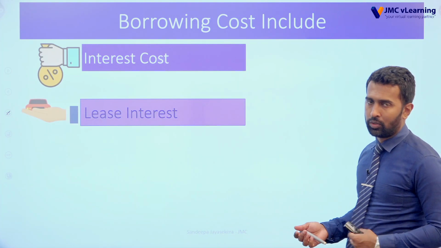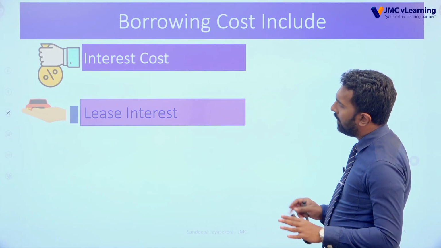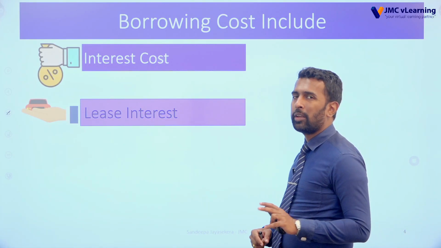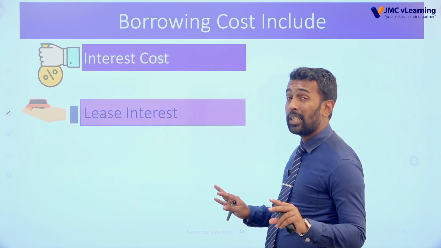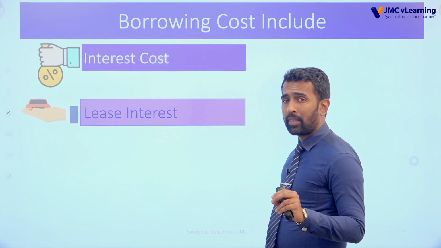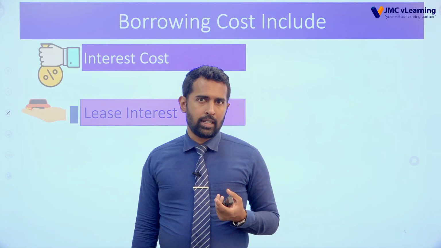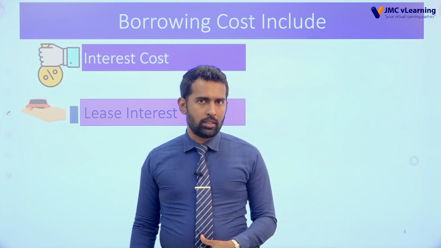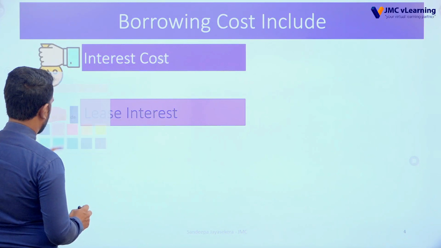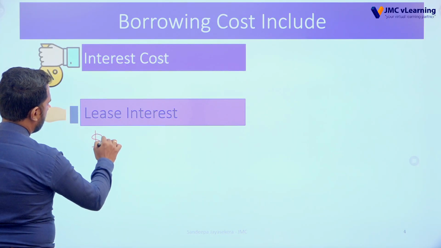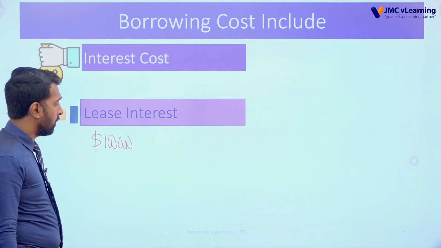The lease interest is also a part of the borrowing cost. Then what is the final item? Now we have learned about two elements. One is the most important thing, interest, then the lease interest. Then sometimes we might take some foreign loans. Now, for example, let's say you have obtained a loan of $100,000.